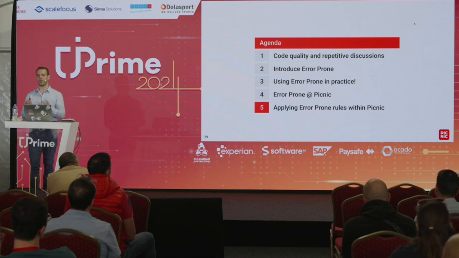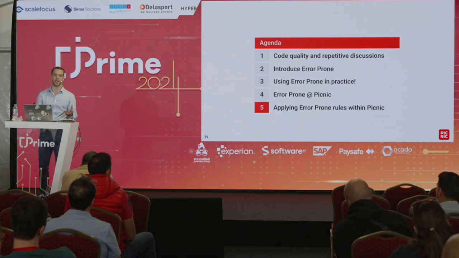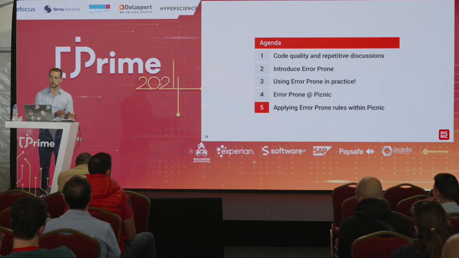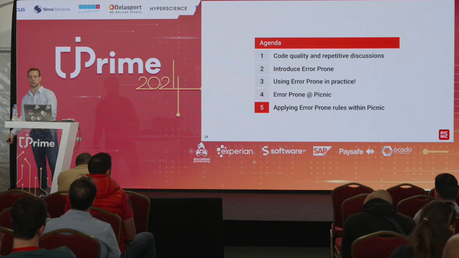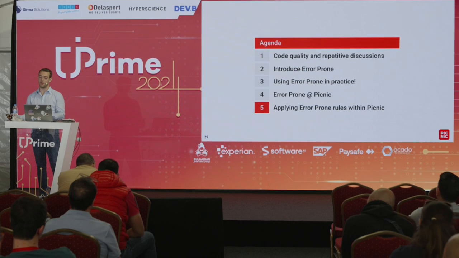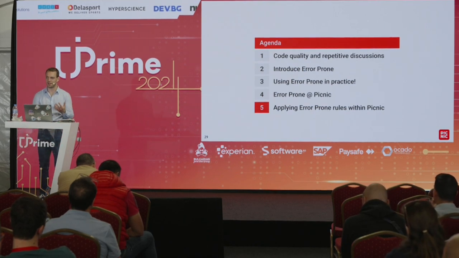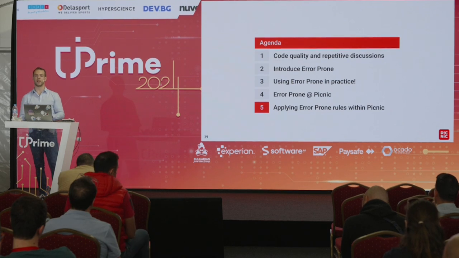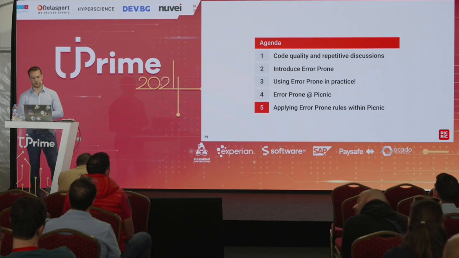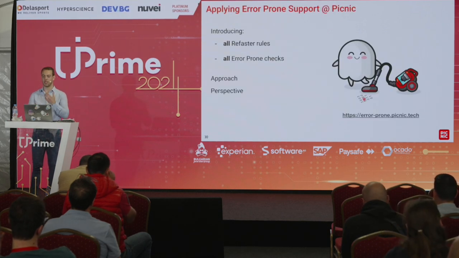So at some point, we started with this Error Prone support, but we didn't start directly from the get-go with applying this on all Picnic repositories. At some point, we had quite a large battery of refactor rules, and we thought, okay, now we need to make sure that they are all valid, that everyone agrees with them, make sure there are no bugs in there, and we need to apply them on the code base.